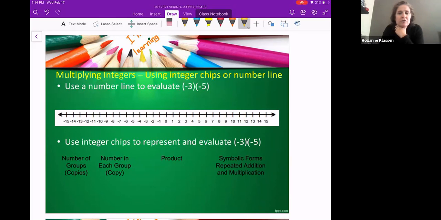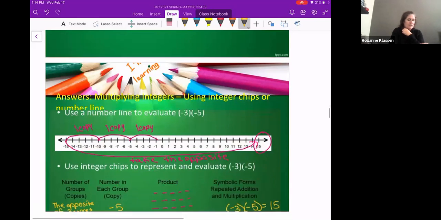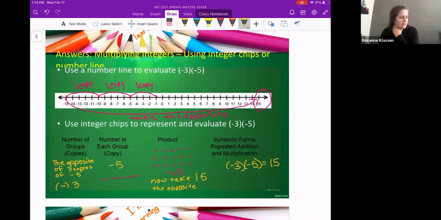I have had students who go, I know that a negative times a negative is a positive, so I'm just going to model 3 copies of 5. I'm like, but you're not really showing me what's happening. And they're like, yeah, because I didn't like it. So yeah, that's what I did too. I looked at 3 copies of -5, and then I took the opposite.